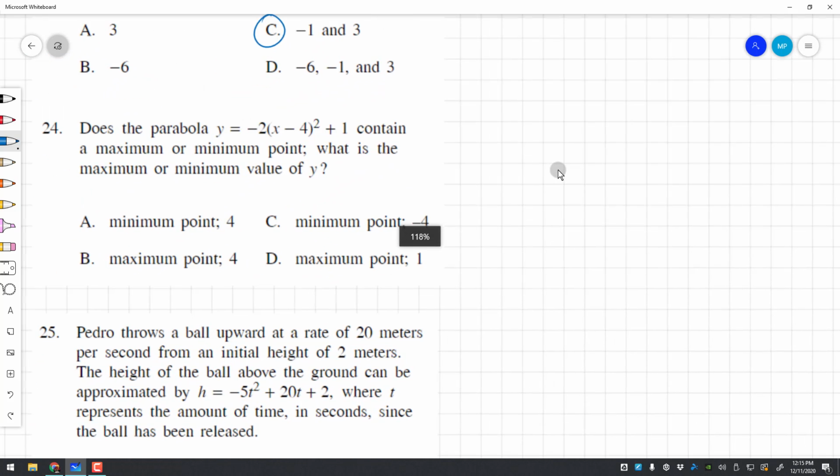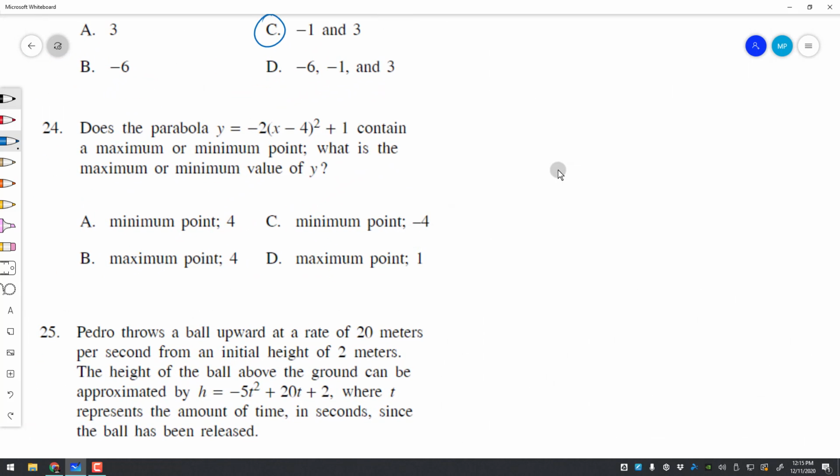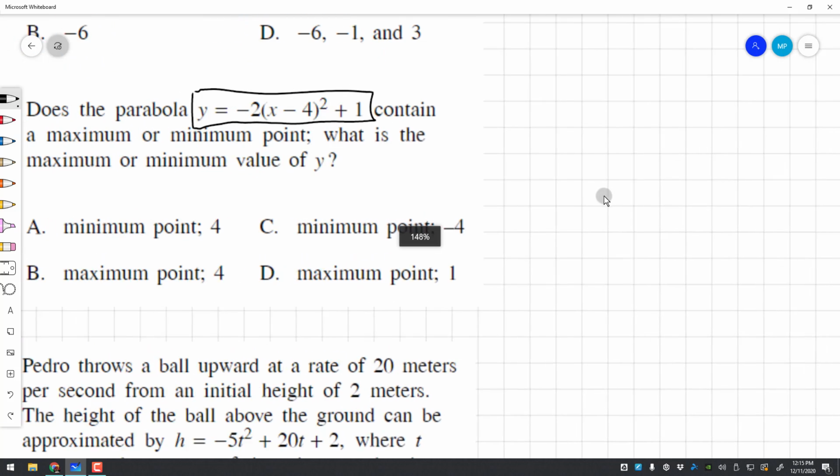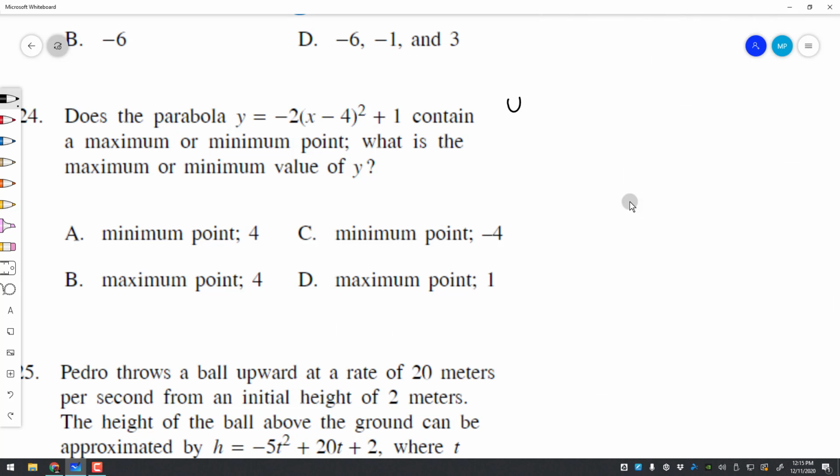24. Does this parabola contain a maximum or minimum point? What is the maximum or minimum value of y? So they've given me a quadratic here in vertex form, not standard form. So in this form with a, h, and k, my vertex will be located at (h, k). And for this graph, that is at (4, 1). Remember, h is the opposite of what it looks like.